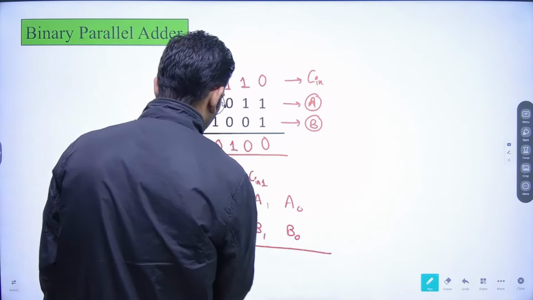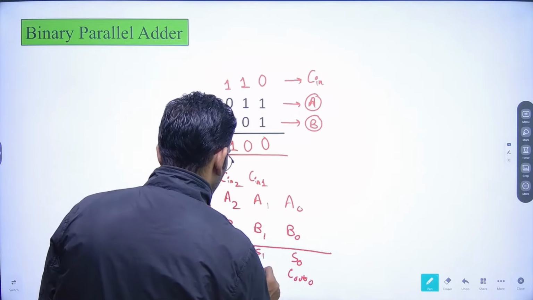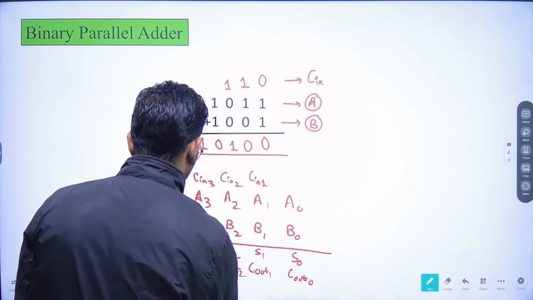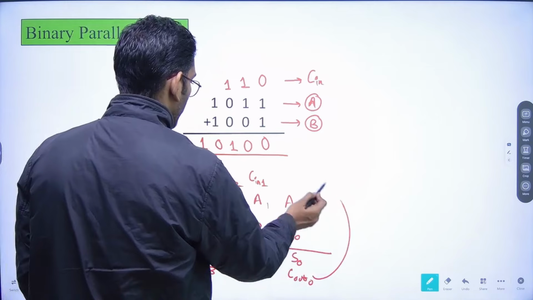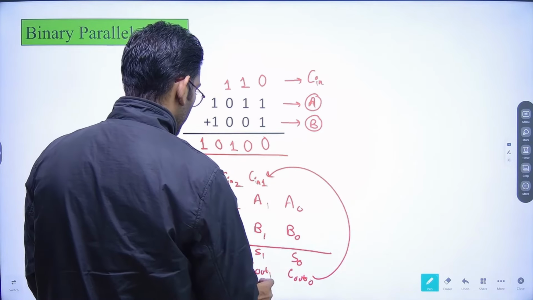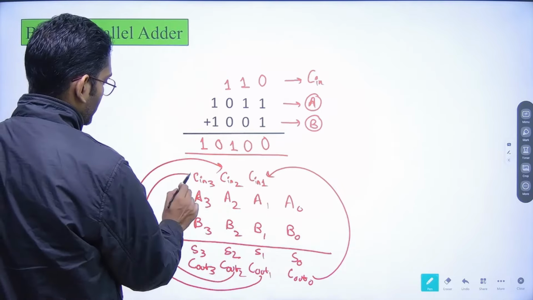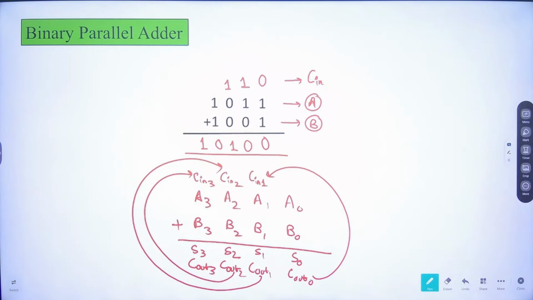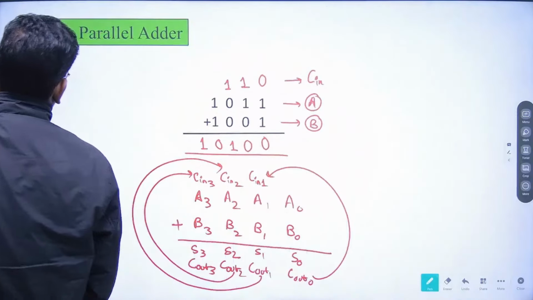when we are performing the operation, we are getting S0, then C out 0, S1, C out 1, S2, C out 2, S3, C out 3. Now this C out 0 would act as C in 1, this C out 1 would act as C in 2, and this C out 2 would act as C in 3. So this is the basic working, or the basic functionality, of the binary parallel ladder. It performs the operation in this manner.